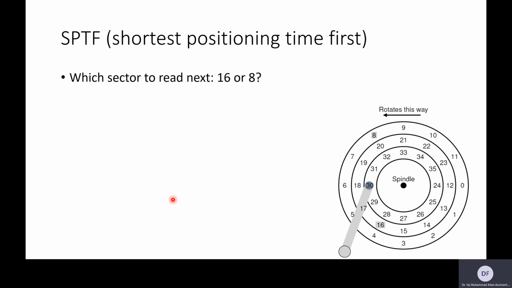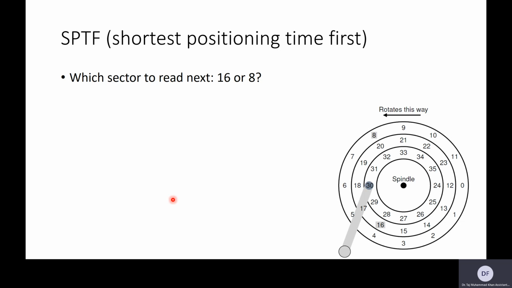Now, the shortest seek time first, as you can see from the name of the algorithm, takes into account the seek time of the hard disk. Okay, but seek time is only one of the mechanical delays. The other mechanical delay is the rotation time. So SSTF, or shortest seek time first, does not take into account the rotational delay of the hard disk. Okay, so we need some other algorithm if we want to take into account the rotational delay.